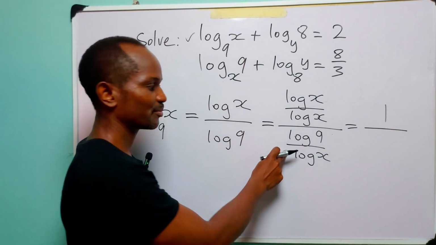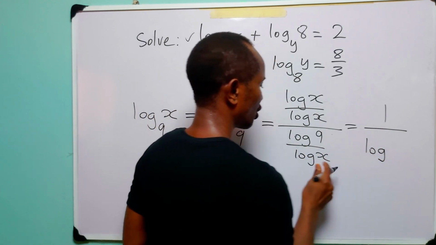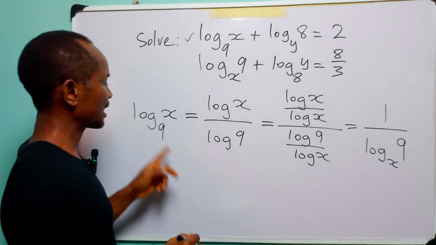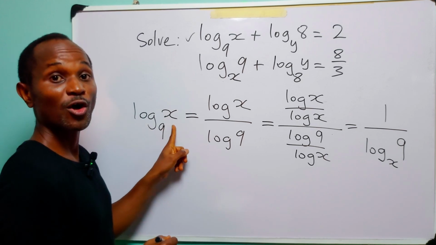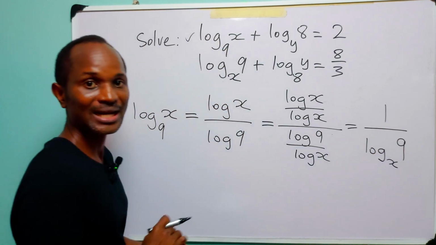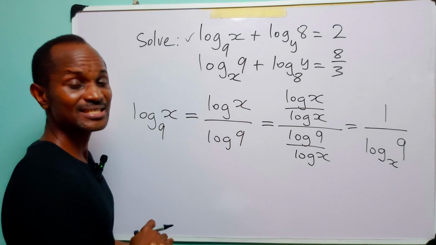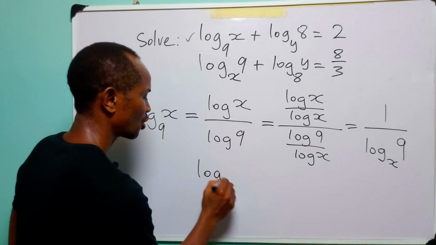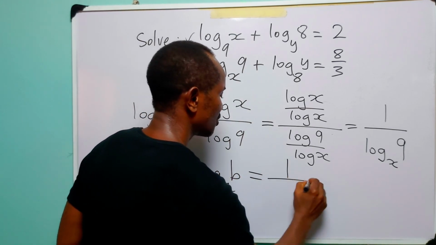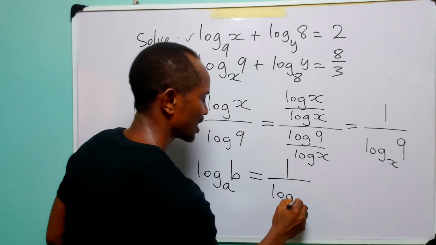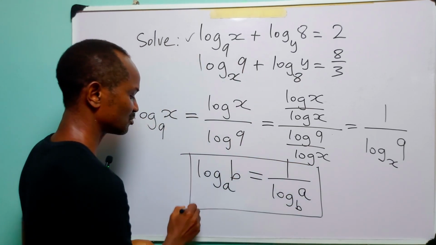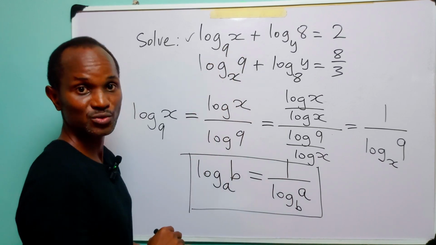We can rewrite this denominator as log to base x of 9. Now remember that we started with log to base 9 of x. But now we have ended at 1 over log to base x of 9. So we can generalize this by saying that if we have log to base a of b, it must be equal to 1 over log to base b of a. And this is a relationship that is going to be very important for us in solving these two equations.